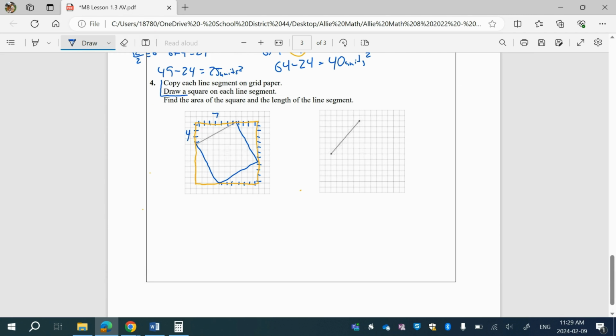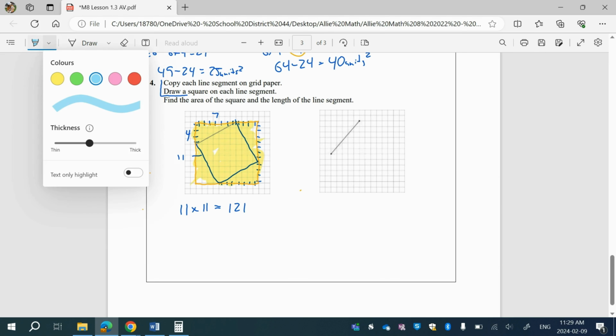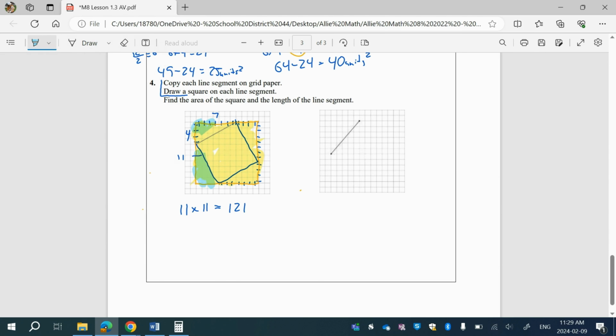So the big square, we know it to be 7 plus 4, which is 11. So this side's 11, this side's 11. So 11 times 11 is going to give us 121. That's the big square, so this whole thing. And now let's look at minusing these smaller triangles.